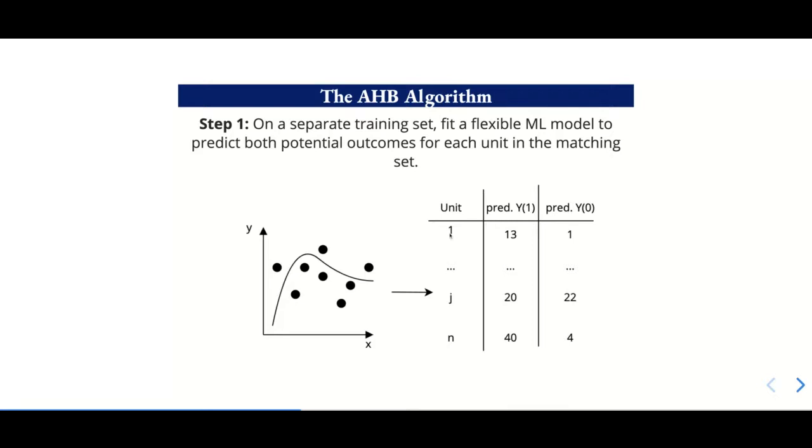So again, for each unit in the matching set, we're going to use the training set data to predict what would happen if it got the treatment, which here is denoted by y1, and what would happen if it didn't, which is denoted by y0. I'm going to create a nice little table with all our matching units and these predictions in it. And again, this can be done with your favorite machine learning tool. It can be a black box. It can be whatever you want.